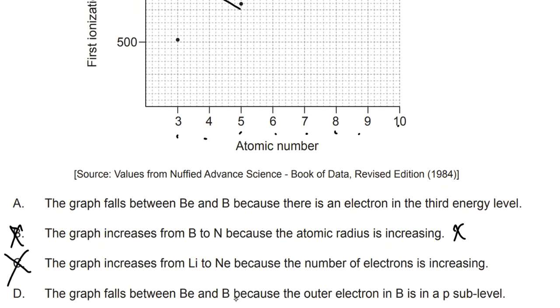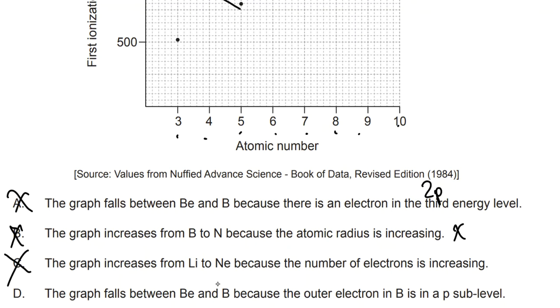The graph falls between beryllium and boron because the outer electron in boron is in a p subshell. Oh yeah, oops, this one's wrong because it says third energy level. It's actually still in the second energy level. My bad. It's in the 2p. I didn't see that part. I should have paid more attention.